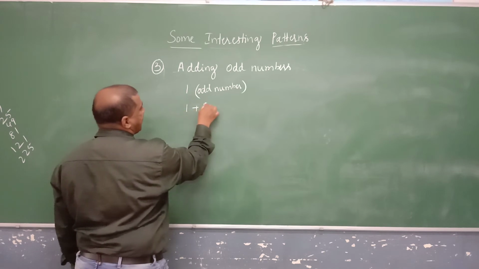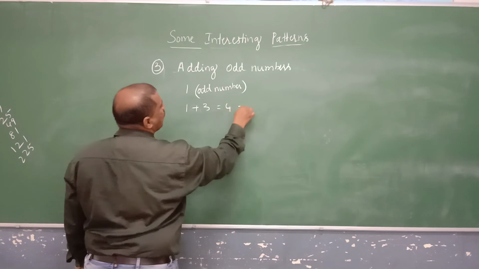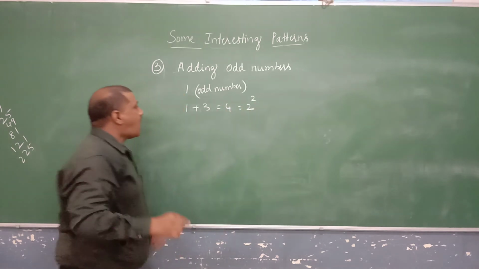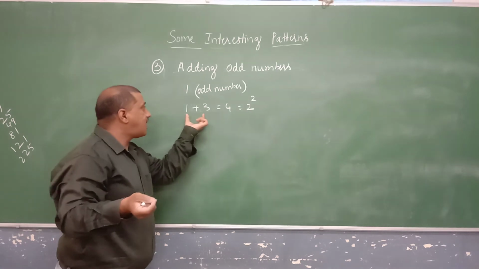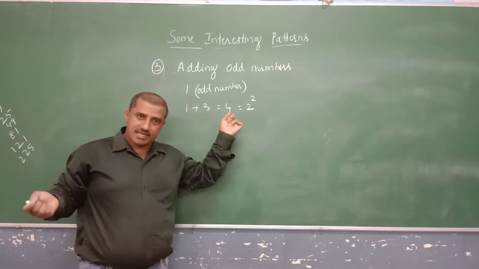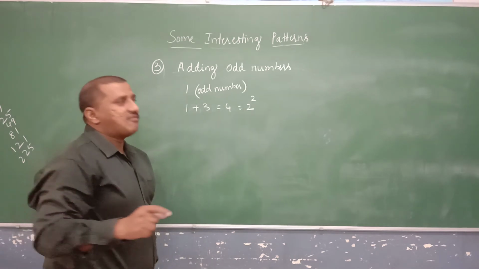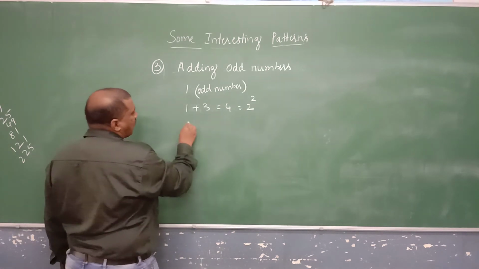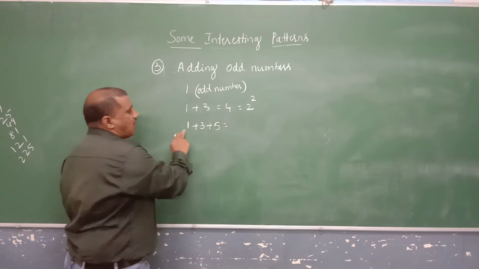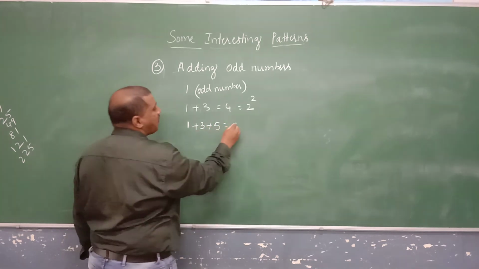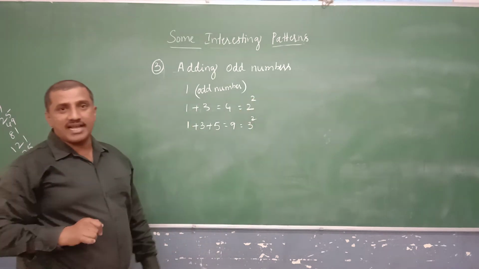1 plus 3, both are odd numbers. 1 plus 3 is equal to 4. 4 can be written as 2 square, and 4 is a perfect square. How many odd numbers are we adding here? Two consecutive odd numbers. Similarly, 1 plus 3 plus 5 is 1 plus 3, 4, 4 plus 5, 9. 9 can be written as 3 square.